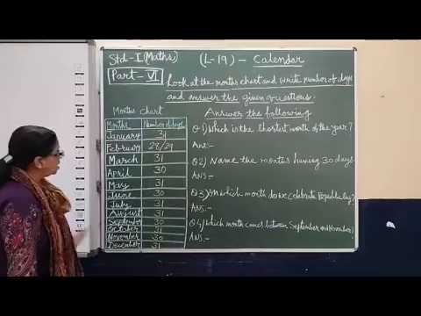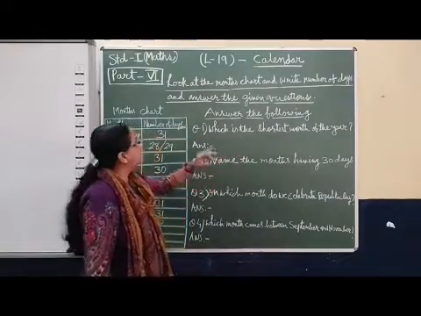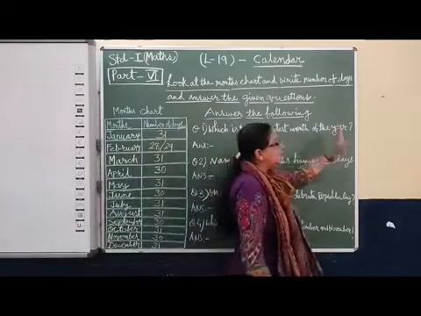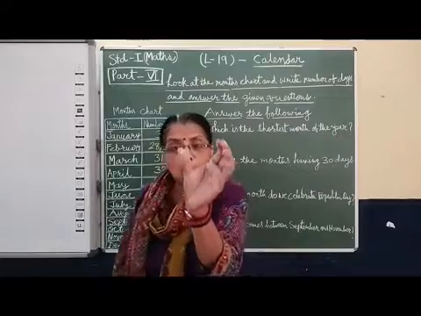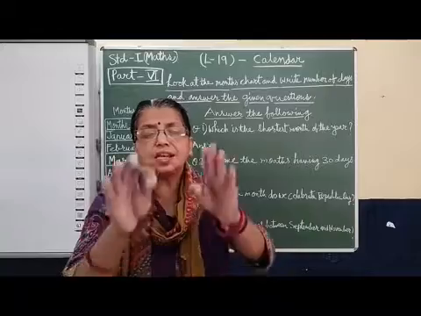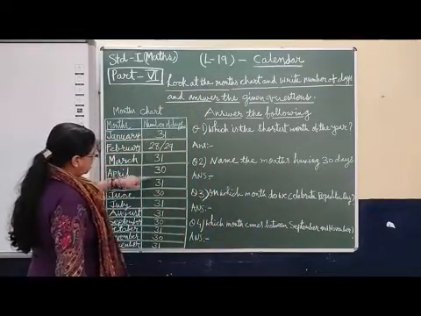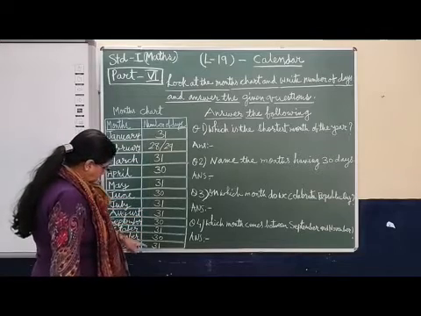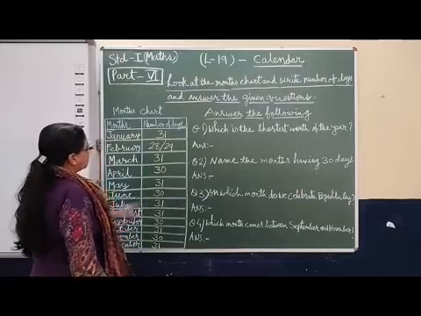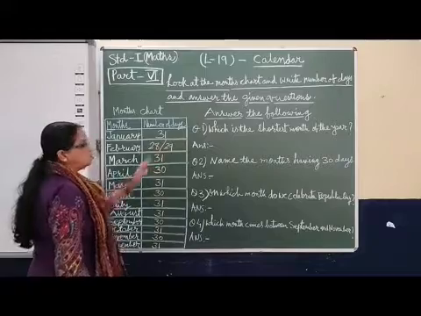Now based on this chart, we have to complete these given questions. Okay? So answer the following. Which is the shortest month of the year? Shortest means small. That means which months have very less number of days. You can see everywhere here 31, 31, 31, 31, 31, 31, 31. Here 30, 30, 30, 30. Only this February month we can see less number of days, either 28 or 29.